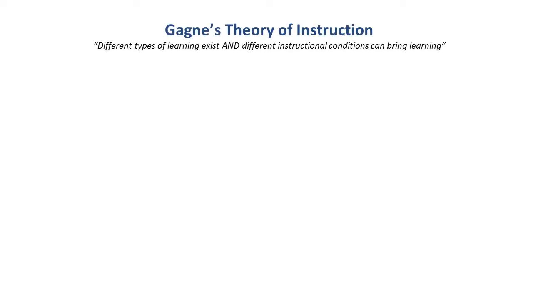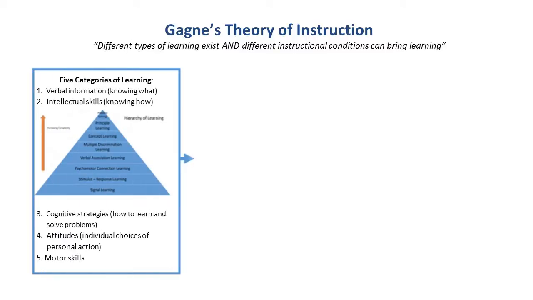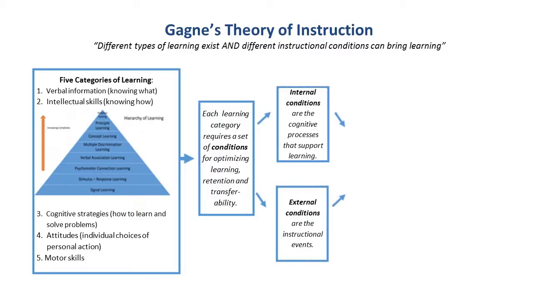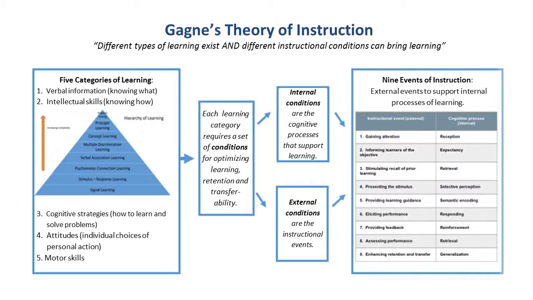Gagne's theory of instruction consists of 5 categories of learning, with intellectual skills being ordered in a hierarchy. Each learning category requires a set of conditions for optimizing learning, retention, and transferability. These conditions may be internal or external. The external conditions, or instructional events that are required to stimulate the internal or cognitive process, are described in Gagne's 9 events of instruction.